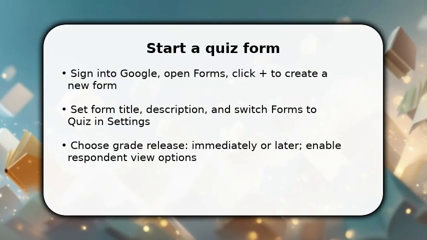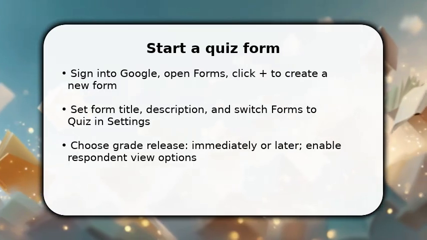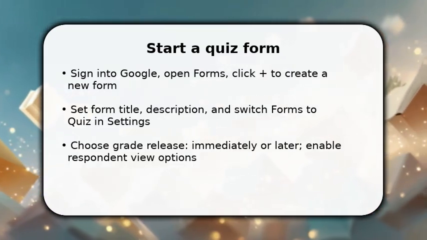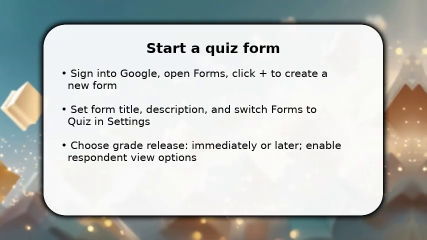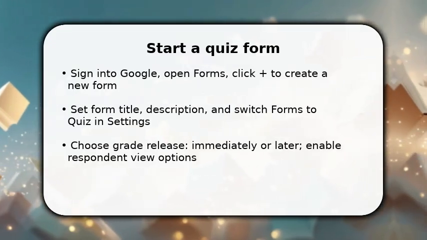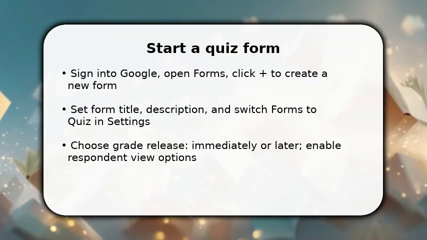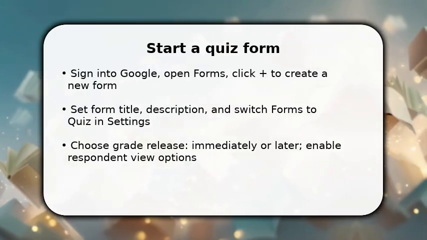You open Google Forms and create a new form. Now name the quiz and write a short description so students know expectations. Next, go to Settings and flip on Make This a Quiz. That activates points, answer keys, and automatic grading.